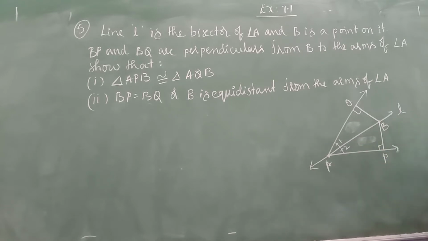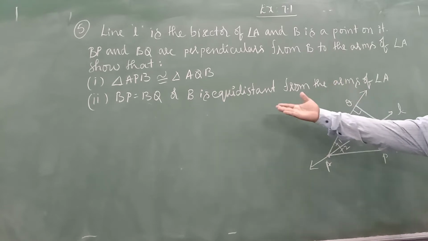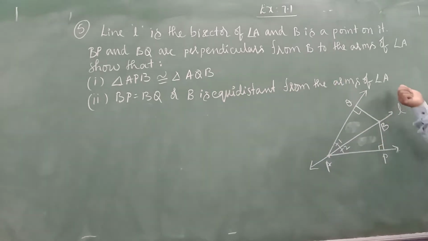First part is over. Then, BP is equal to BQ. We have to show that BP is equal to BQ, that is, the length of the perpendicular BP is equal to the length of the perpendicular BQ. Are they equal or not? Yes, they are equal. Why are they equal? Because they are the corresponding parts of the two congruent triangles. By CPCT, BP is equal to BQ. Or the same thing, you get B is equidistant from the arms of the angle.